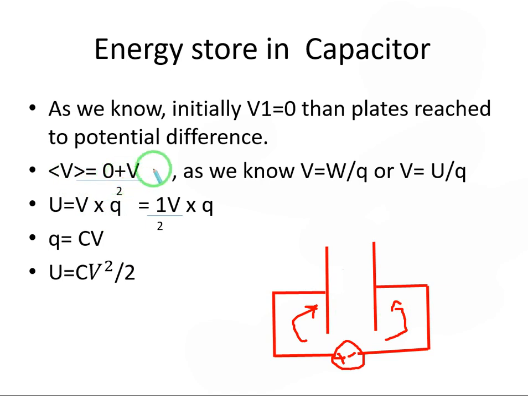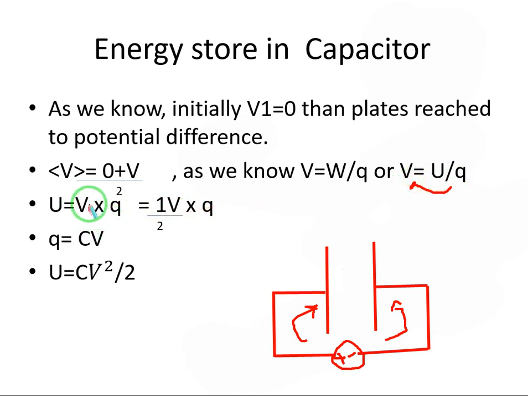As we noted about the voltage formula, the potential difference is equal to work divided by charge, and we can also use work as energy. So V is equal to U by Q. If you remember, this formula can be proved in terms of potential difference or potential energy. So now we need an energy: U is equal to V multiplied by Q.